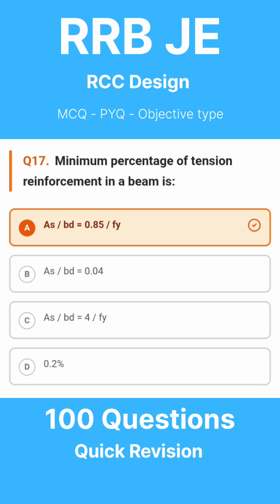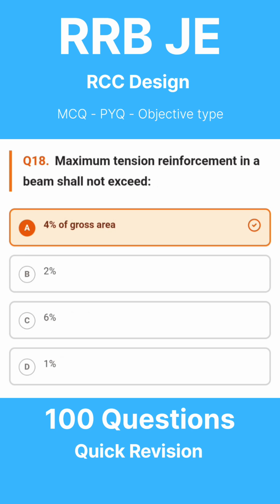Question 17. Minimum percentage of tension reinforcement in a beam is. The correct answer is As divided by bd equals 0.85 divided by fy. Question 18. Maximum tension reinforcement in a beam shall not exceed. The correct answer is 4% of gross area.